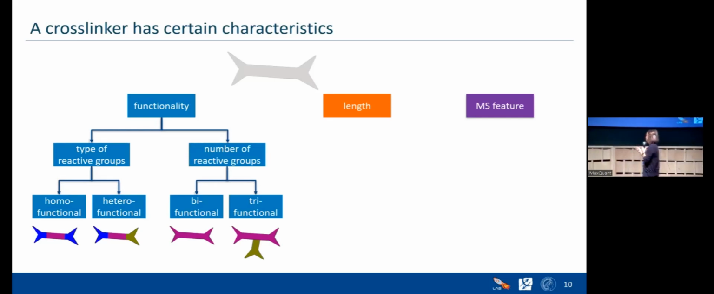And when they have 3 arms, the 3rd arm is usually used for enrichment. Then you cut this 3rd arm, and on MS you always have this crosslinker with 2 arms.